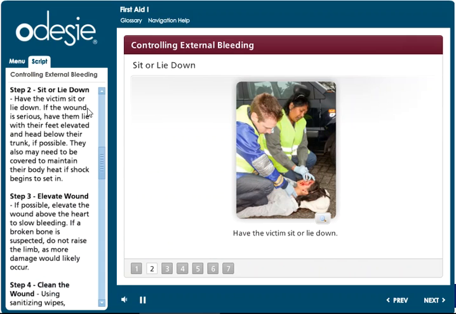Have the victim sit or lie down. If the wound is serious, have them lie with their feet elevated and head below their trunk if possible. They also may need to be covered to maintain their body heat if shock begins to set in.